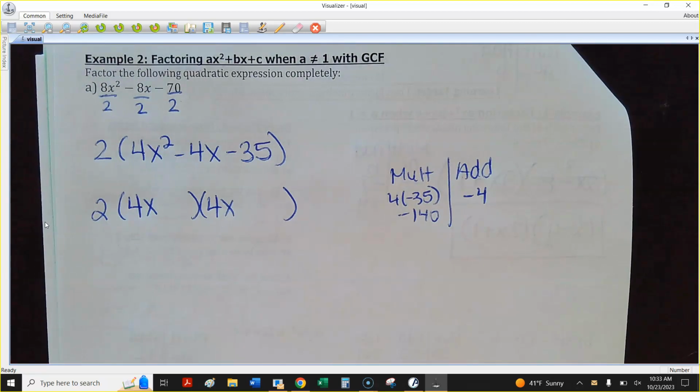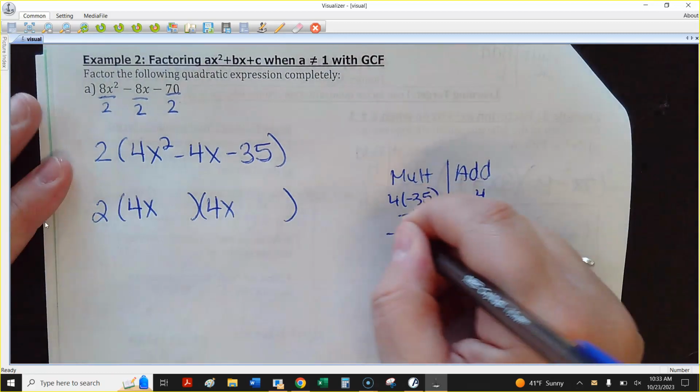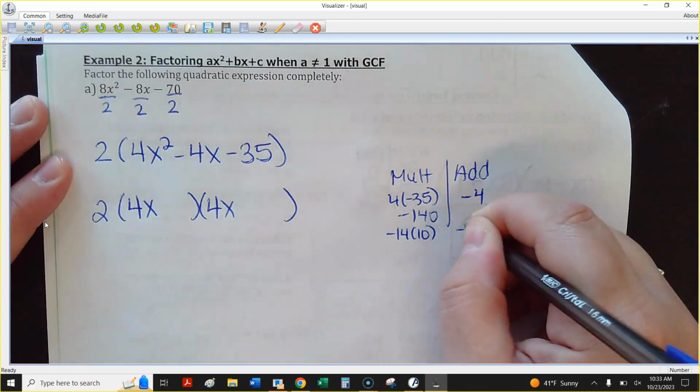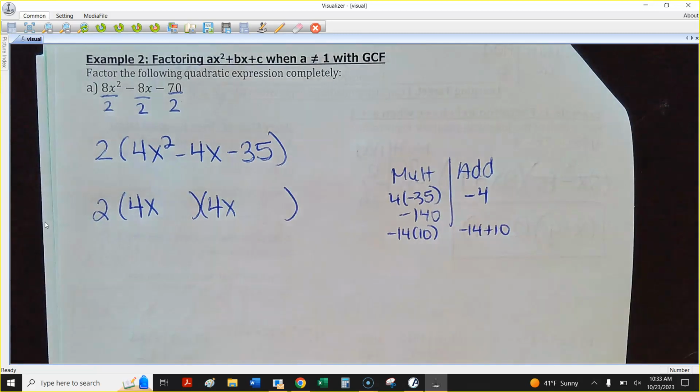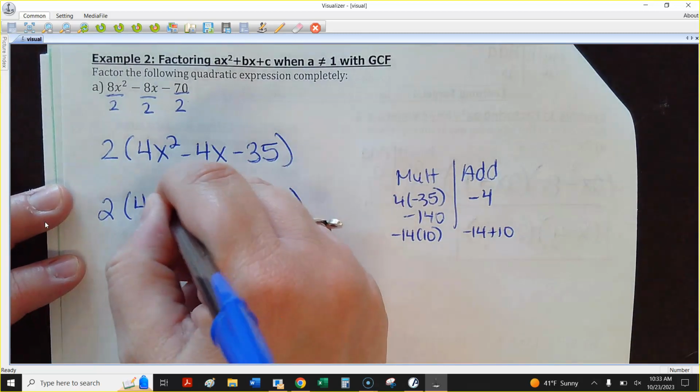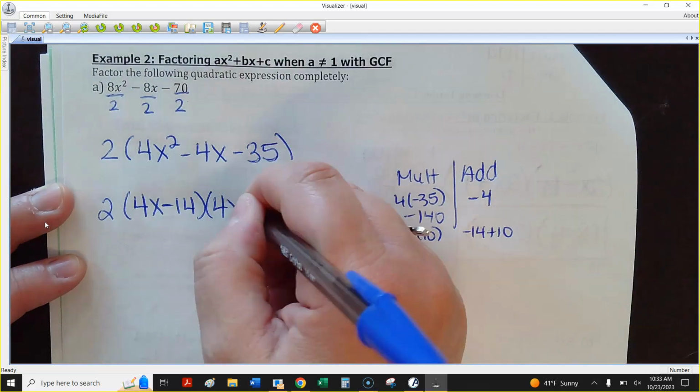This one's a little tricky. Can you guys think of two numbers I'd multiply that would give me negative 140, a little bit bigger number there, and add to give me negative 4? Yes, awesome. Okay, negative 14 and positive 10. Negative 14 plus 10, that's negative 4. So on one of them, it doesn't matter which one, write a minus 14 and write a plus 10.